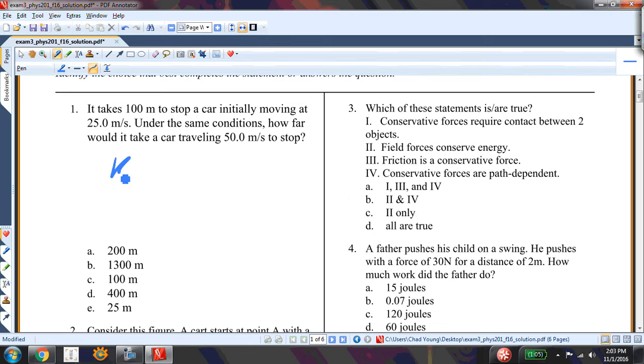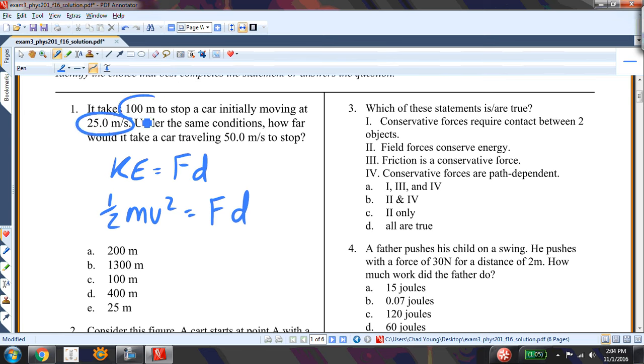So here we're dealing with the kinetic energy that we have being taken away by some force acting over some distance. So this is the work-energy theorem. My kinetic energy is 1/2 mv squared, and then the force and the distance. Now, if I'm traveling 25 meters per second, it takes me 100 meters. What happens if I double my speed? Then I quadruple my distance. So whereas it did take 100 meters, now it's going to take 400 meters.